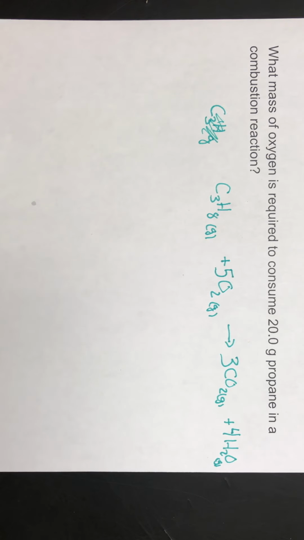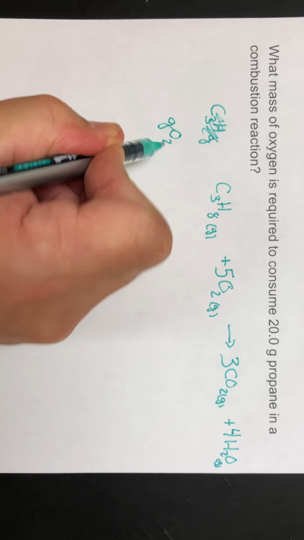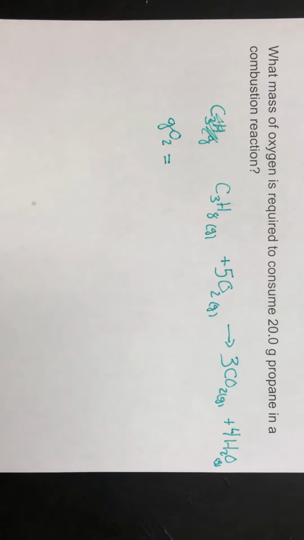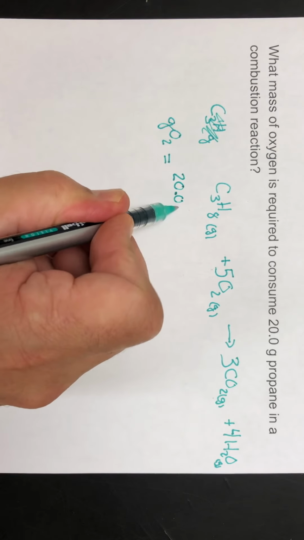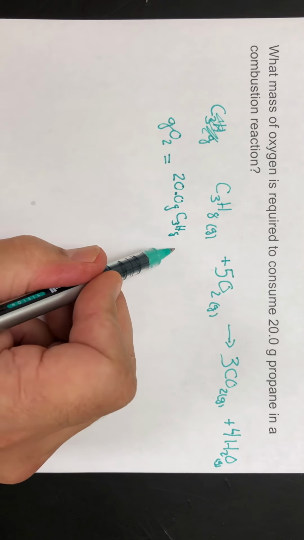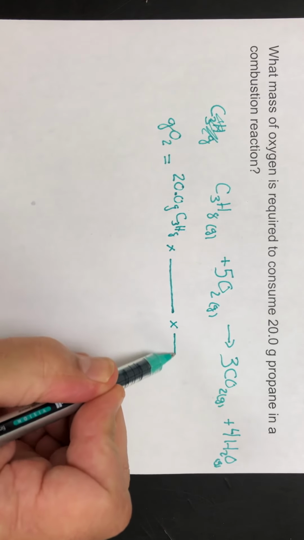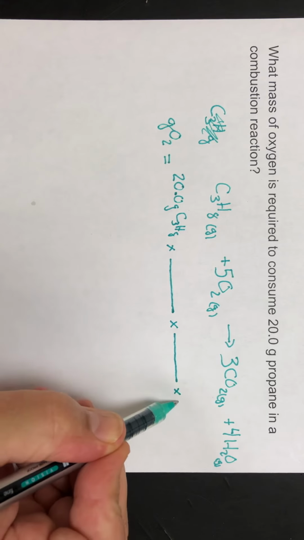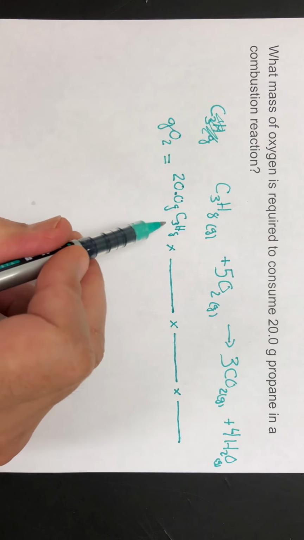I'm going to write down what I'm looking for. I want to solve for grams of oxygen. I'm going to write down my given information, 20 grams of propane. And this is going to be 3 steps then. Into moles, moles to moles, out of moles. All right? Watch how the units go.